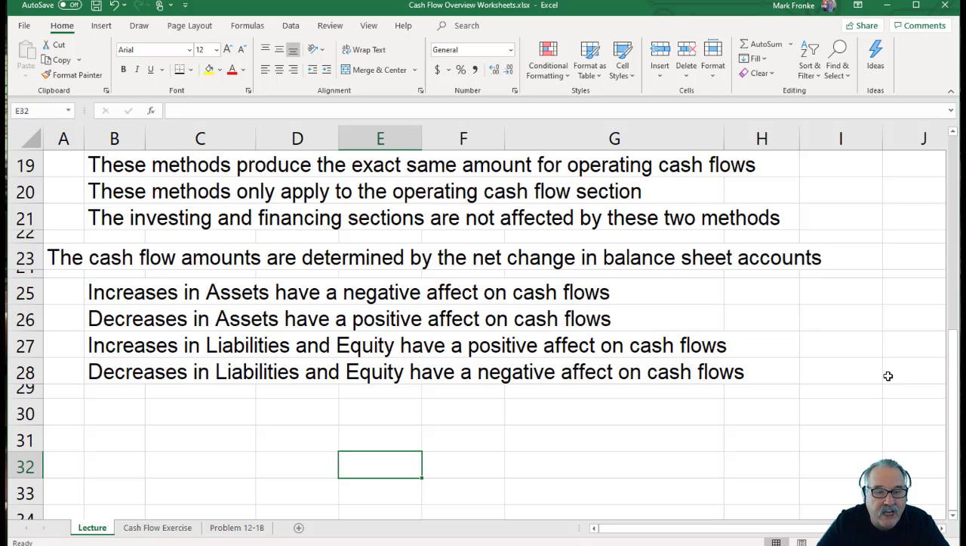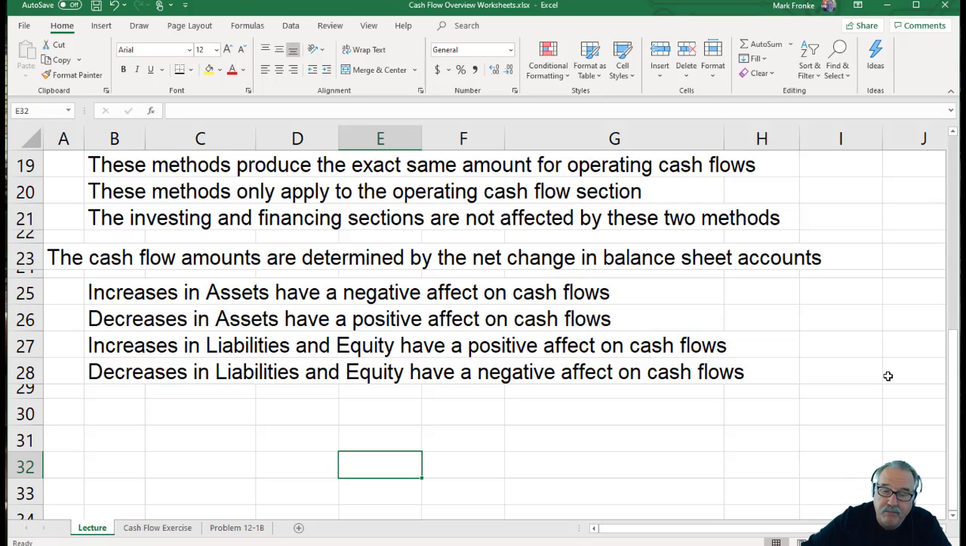So if accounts receivable goes up from the beginning of the year to the end of the year, that means those customers haven't paid us yet. The increase would have a negative effect on cash flows. Accounts receivable goes up, negative effect on cash flows. Accounts receivable goes down, that means more customers paid us, and that's going to have a positive effect on cash flows. So this works for all assets, whether it's inventory or receivables or even long-term equipment.